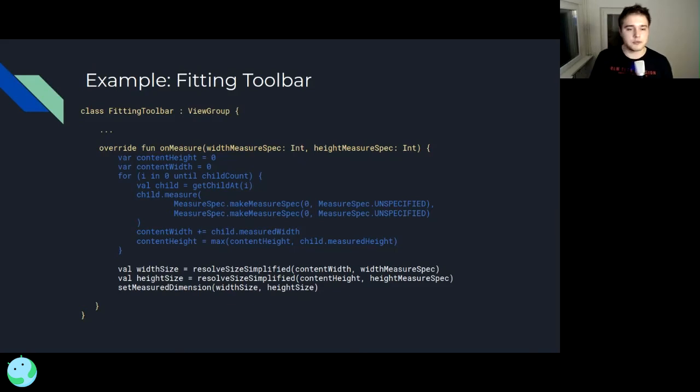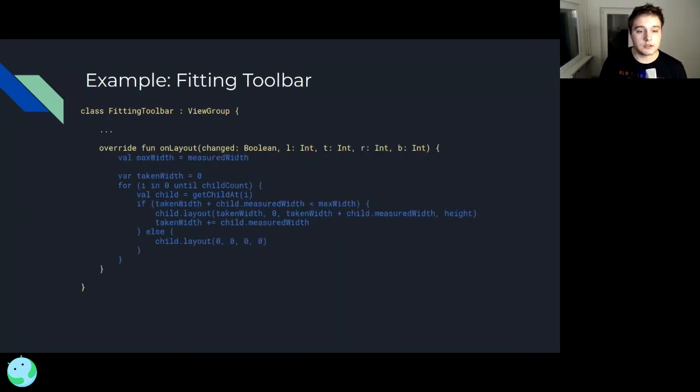Why do I call this simplified? Because Android has its own resolve size, which is too complex to show. It has a bunch of other things like minimal size, like maybe a button never wants to go below some minimum size. So there will be some kind of processes there. I mean, if you look at the code, it's almost like 100 lines or something. It's a complex thing. So I didn't want to go too deep into it, but just implement a simple one for resolving size. Okay, and now we get to the on layout call.